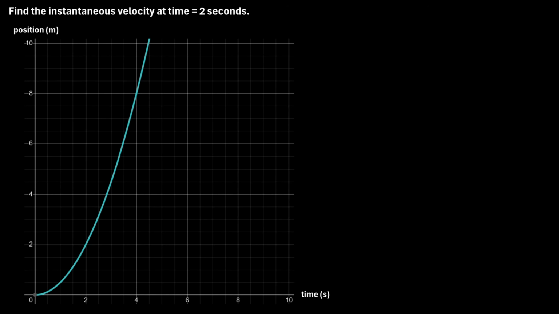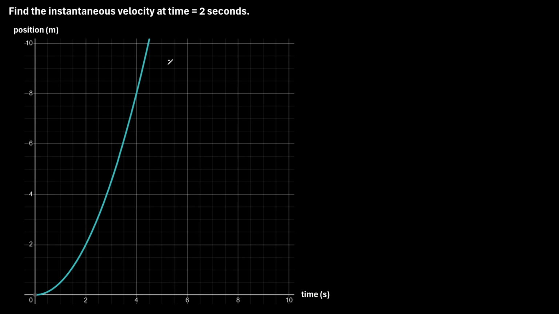In this video, I will explain how to find instantaneous velocity on a position versus time graph. So let's jump right into an example. Let's say we're given this position versus time graph, where the y-axis shows the position of some object, measured in meters, and the x-axis shows the time, measured in seconds. Let's say we want to find the instantaneous velocity at time equals 2 seconds.